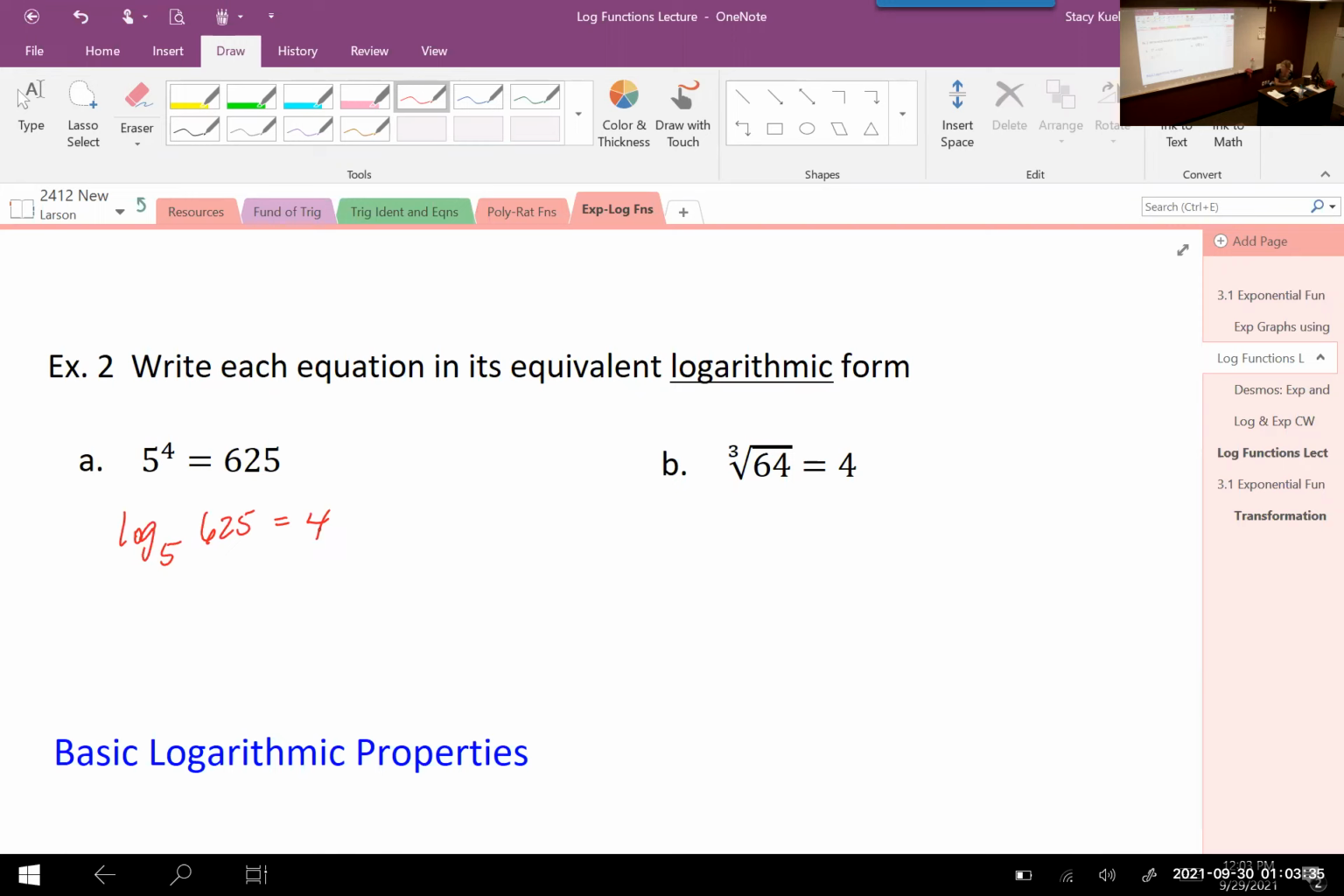So the next one says the cube root of 64 is equal to 4. We want to rewrite these in their exponential form. So 64 is raised to what power here? 1/3. All right, so we've set it up. Now I can change it from its exponential form and put it in its log form. So this is log base what? Log base 64 of what? 4 equals 1/3.